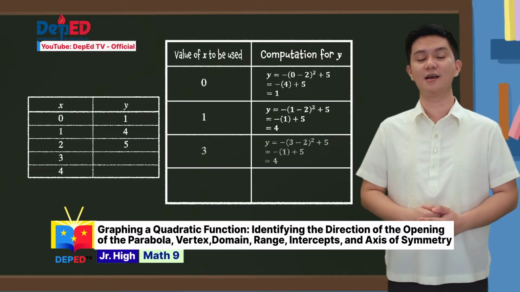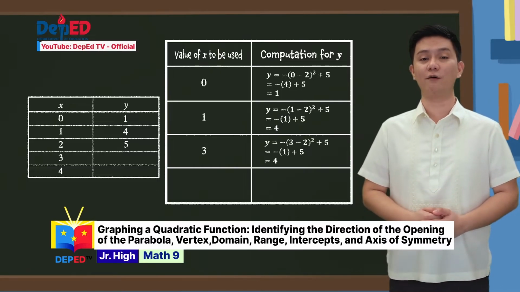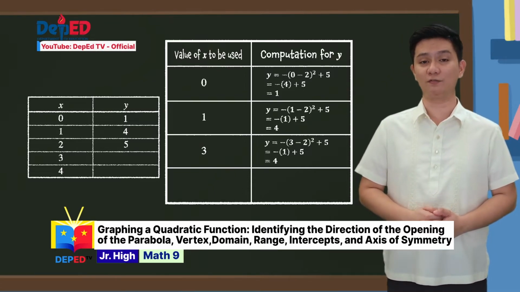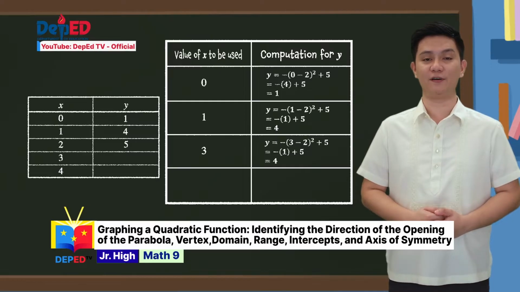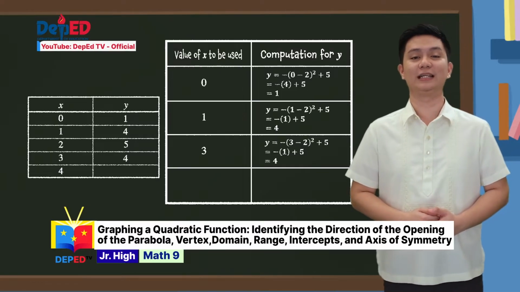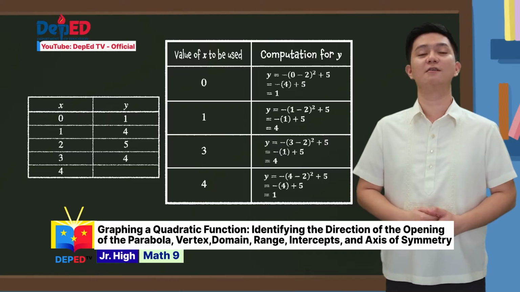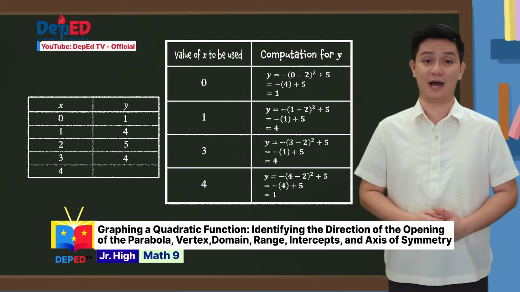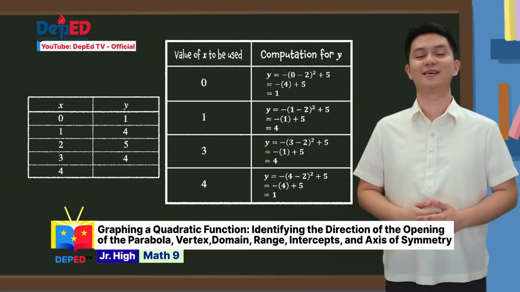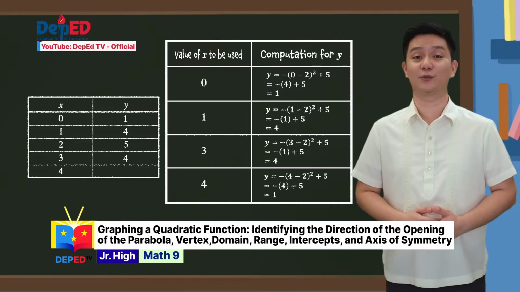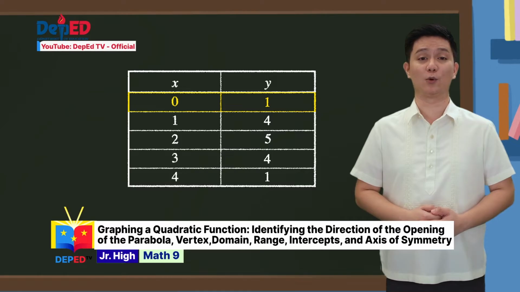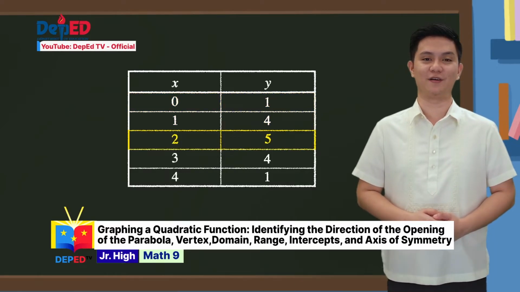When x is 3, y must be equal to the negative of the square of the quantity 3 minus 2, plus 5, which must be equivalent to negative of 1 plus 5, and the result is 4. Lastly, when x is 4, y must be equal to the negative of the square of 4 minus 2, plus 5, and this is equal to the negative of 4 plus 5, and the result is 1. Hence, we have 5 ordered pairs: (0, 1), (1, 4), (2, 5), (3, 4), and (4, 1).